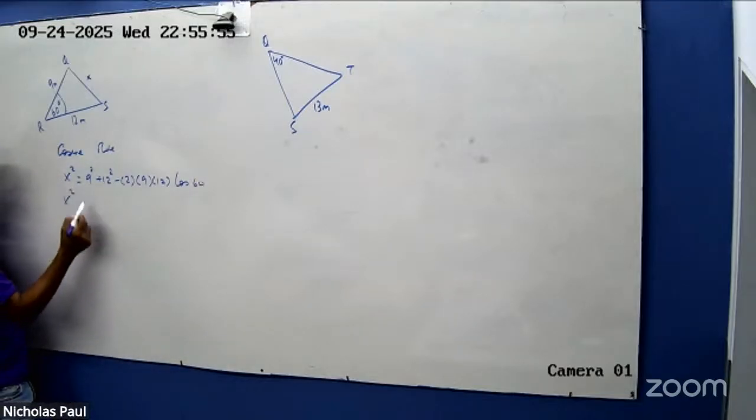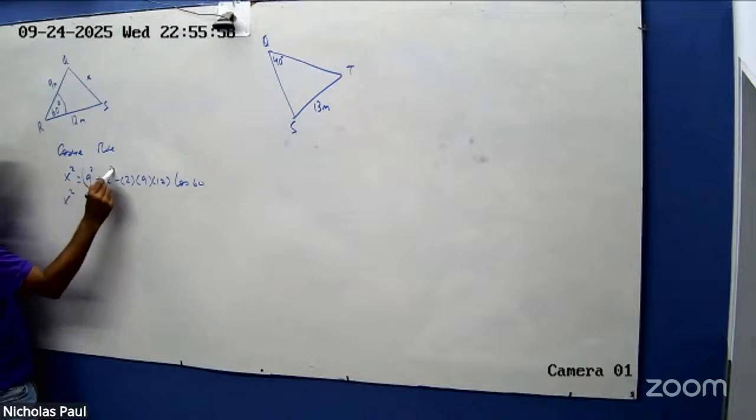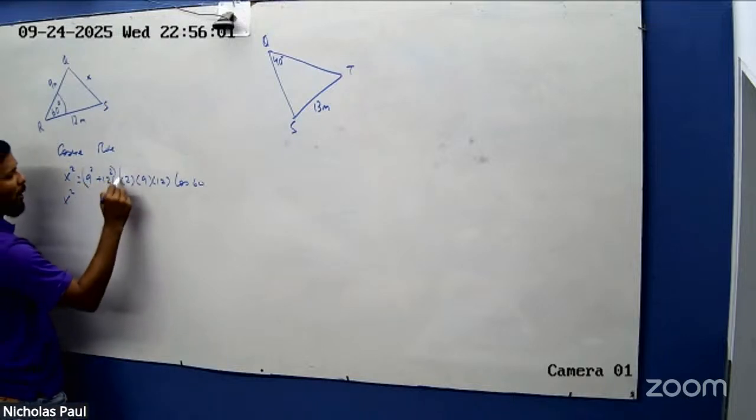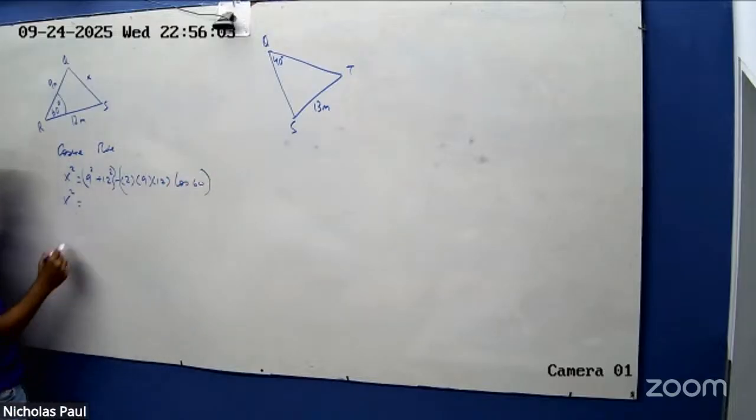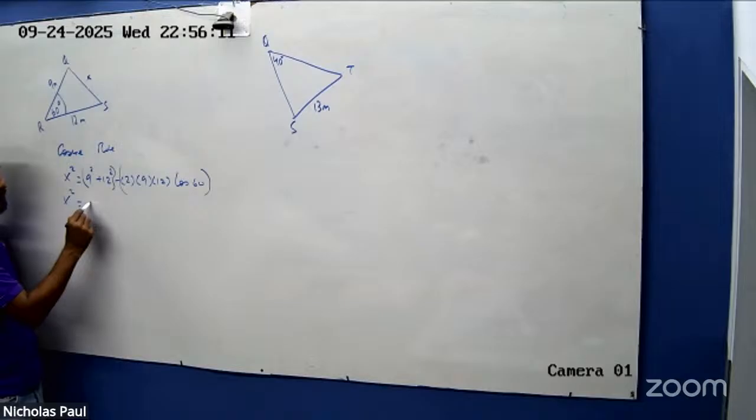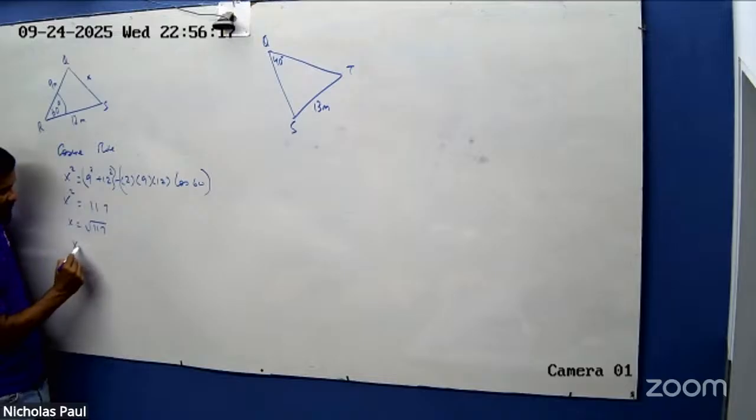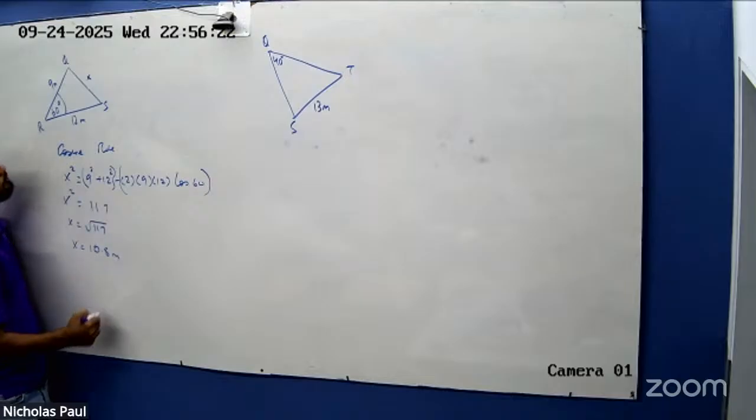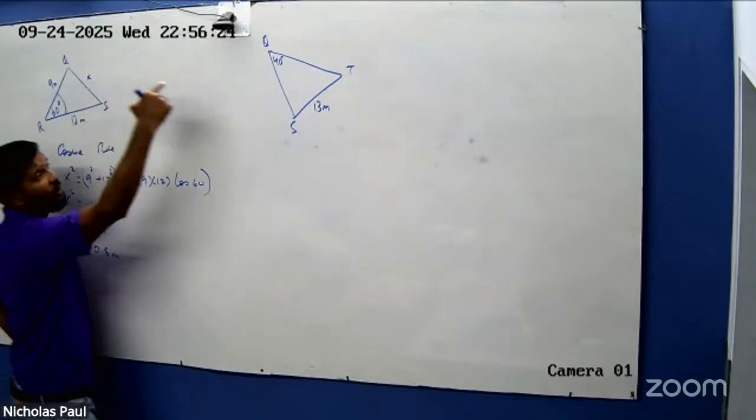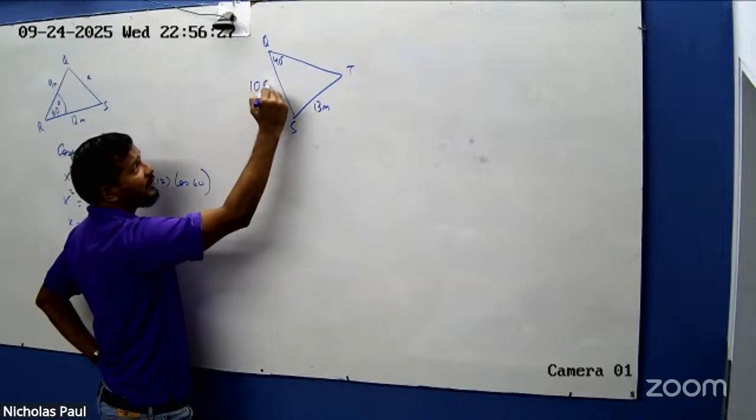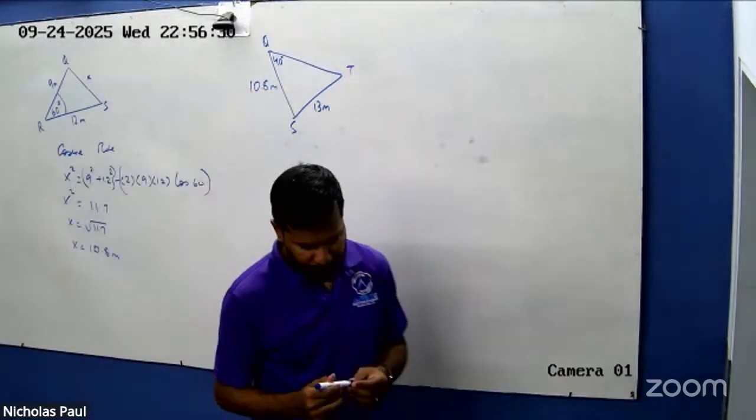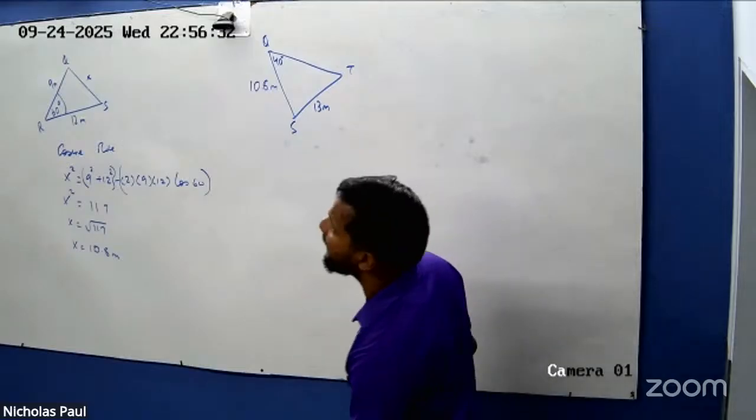And I showed you how to work it out in the calculator. Put the bracket here so you don't read it wrong. And put your bracket here and work it out. How much you got for x squared? X squared is 117, and then x will be the square root of 117, which is 10.8 meters. Okay, so I'm writing it here now, 10.8. Most people should have that.